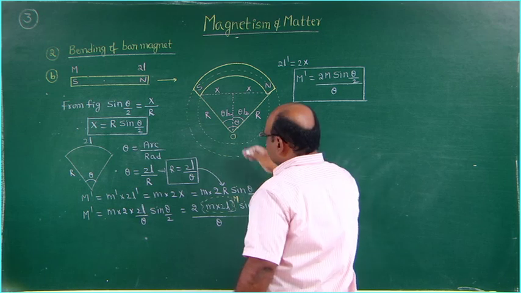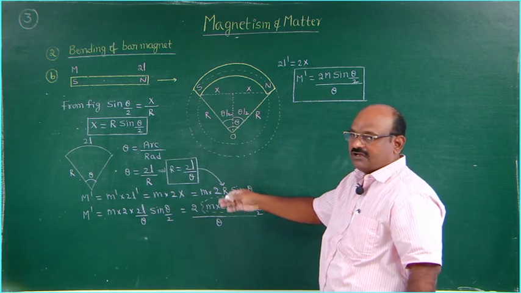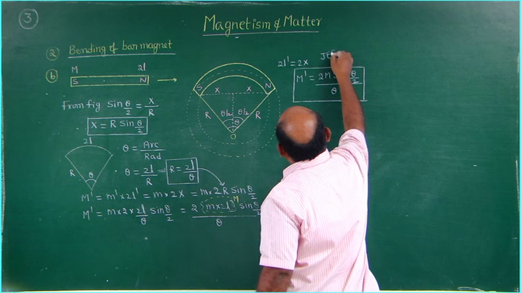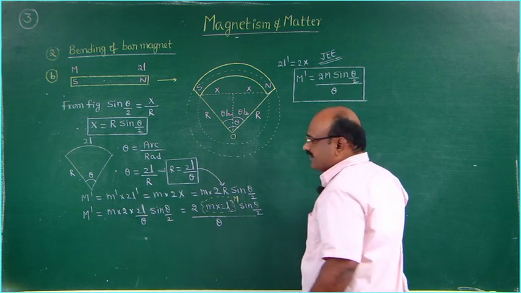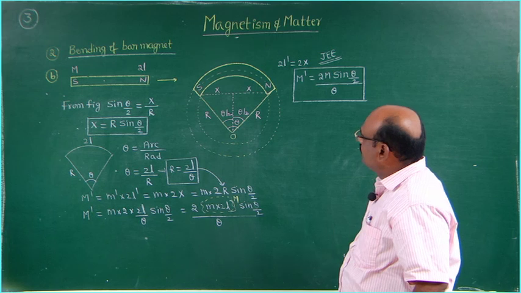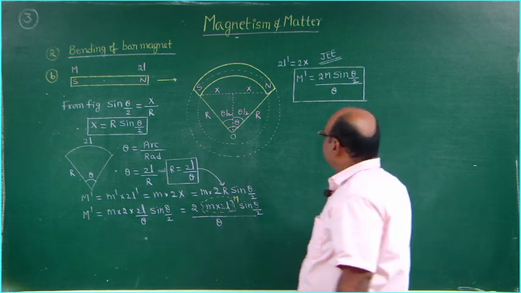We need this formula, not the derivation. For the sake of understanding the formula, I gave the derivation, otherwise you need not bother about that. For JEE Mains, JEE Advanced and other competitive examinations, keep in mind only this formula: m dash is equal to 2M sin theta by 2 by theta.